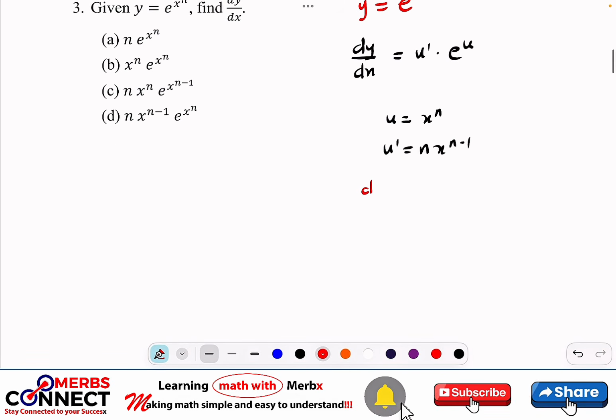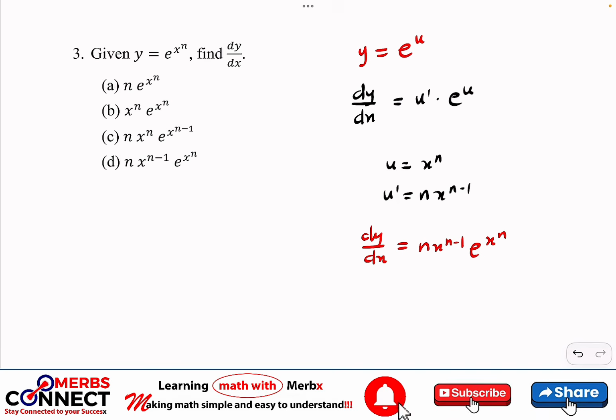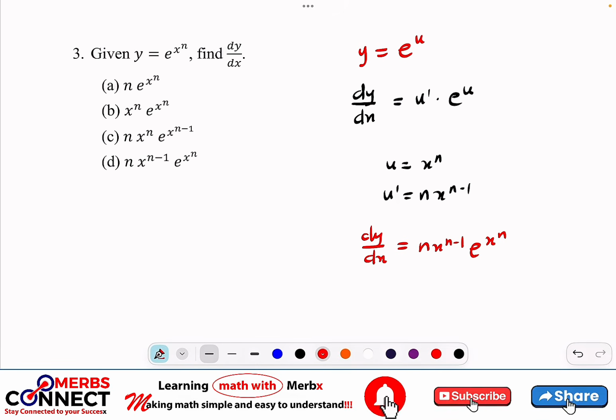So dy over dx is equal to, what is u prime? n x to the n minus 1, and then e to the power, what is u? u is x to the power n. So this is what you are going to get. I just did substitution for this: u is here, and u prime is also here. So let's get to the options, and I think this should be D, right? This is going to give us D.